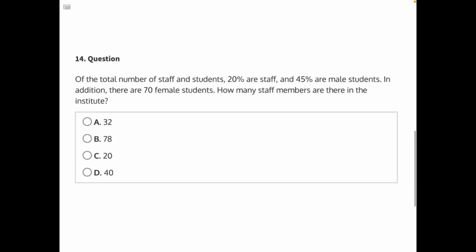Of the total number of staff and students, 20% are staff and 45% are male students. In addition, there are 70 female students. How many staff members are there in the Institute?